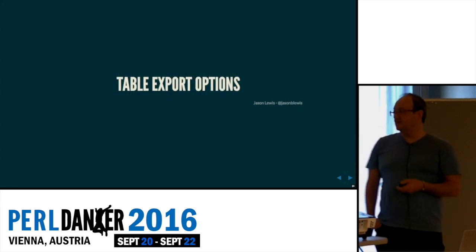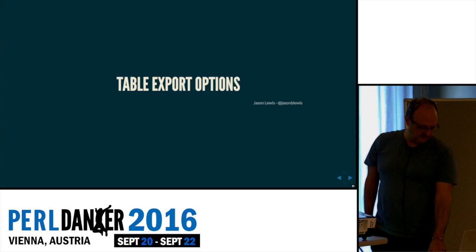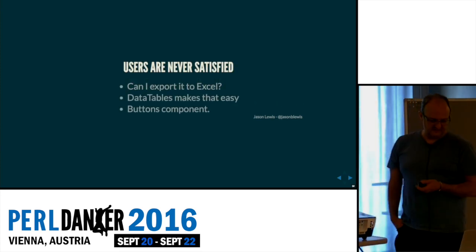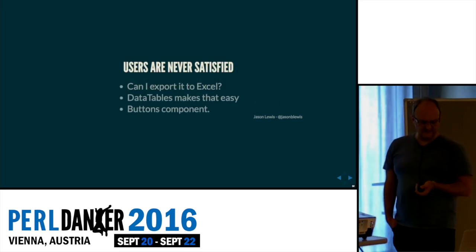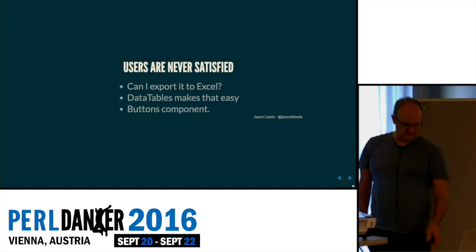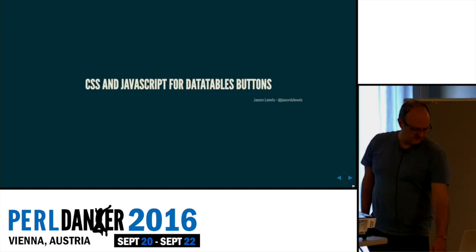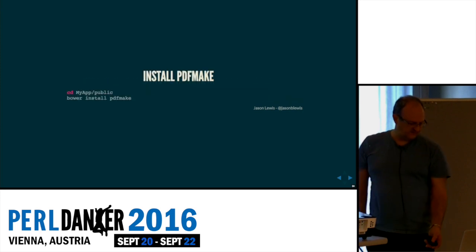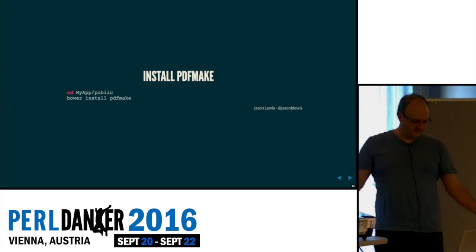So as soon as I showed this to my users, they were like, great, that's awesome, but how can we export it? We need to export it to Excel. But luckily, Data Tables makes that very easy. It has what they call a buttons component that provides the functionality to do that. It's basically some more CSS and JavaScript you add to your project. You need to install this pdfmake tool.